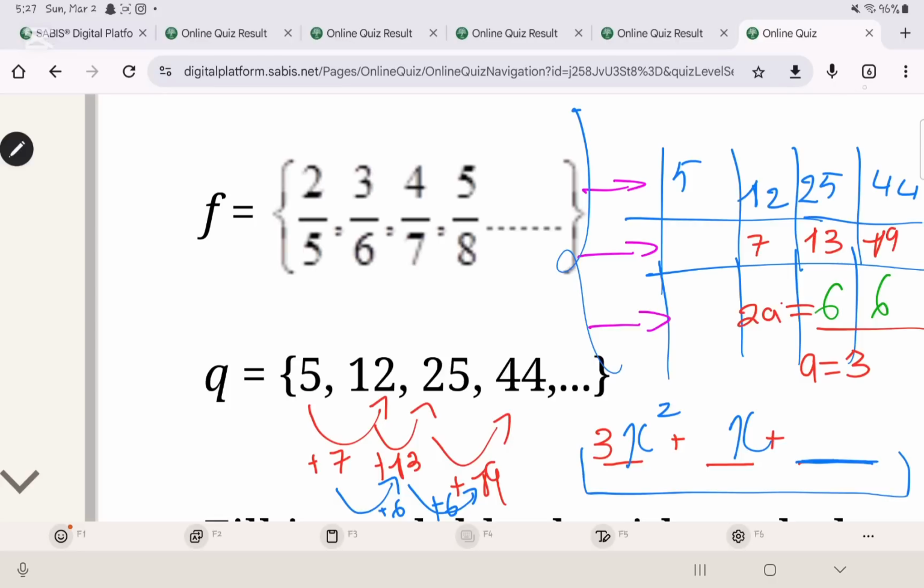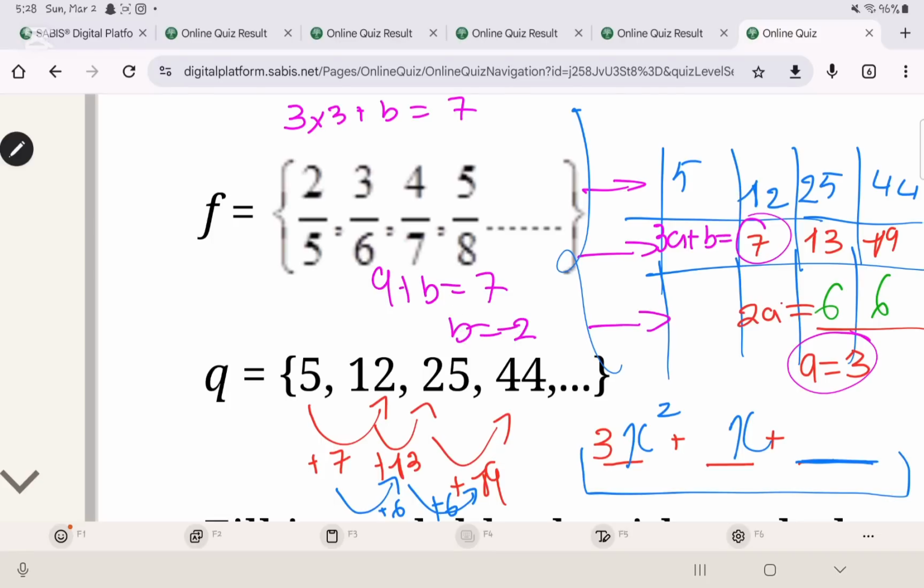Then, the first difference, which is this over here, is equal to 3a plus b. So 3a plus b is equal to 7. Okay, and we found a to be 3. So 3 times 3 plus b is equal to 7. 9 plus b is equal to 7. b is equal to minus 2. Now you have the value of b to be minus 2. Okay, and now finally, you go back here to this one. So it's not a difference, but it's the nth term rule.